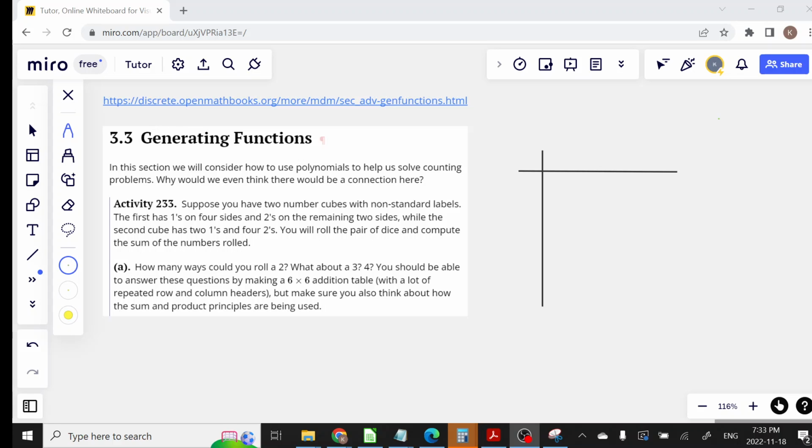I put a link to this great textbook I found. It's open source, so anyone can look at it. And I have a few students recently that were going through generating functions together, so I went to that section and let's just solve some problems, shall we? We're using polynomials to help solve counting problems.